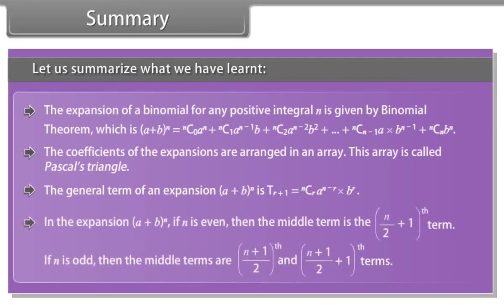In the expansion (a + b) raised to power n, if n is even, then the middle term is the (n/2 + 1)th term. If n is odd, then the middle terms are the (n+1)/2 th and the ((n+1)/2 + 1)th term.